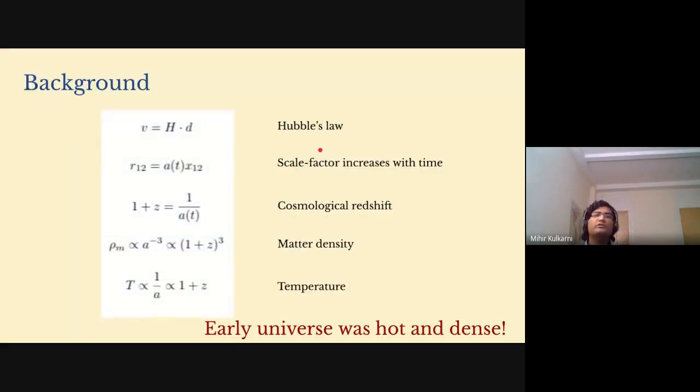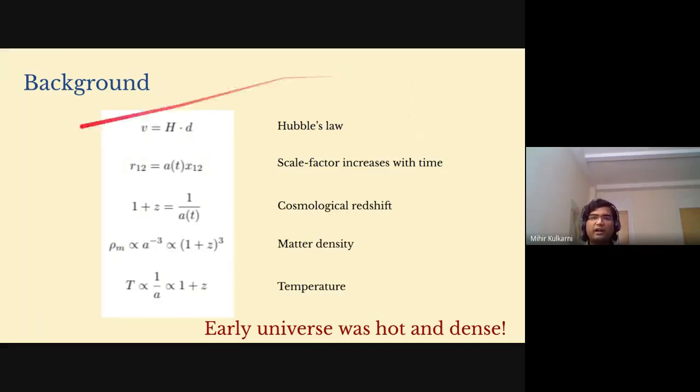Okay. So let's go with a little background of cosmology and try to understand when population 3 stars would form using simple qualitative physics arguments. So we know for nearly 100 years now that the universe is expanding, starting from Hubble's observation.